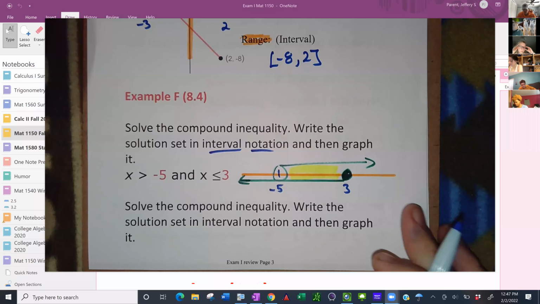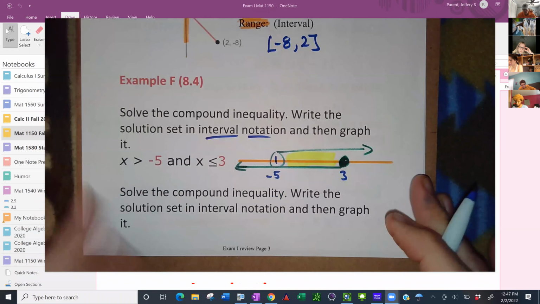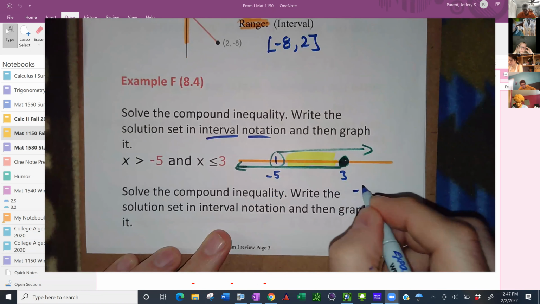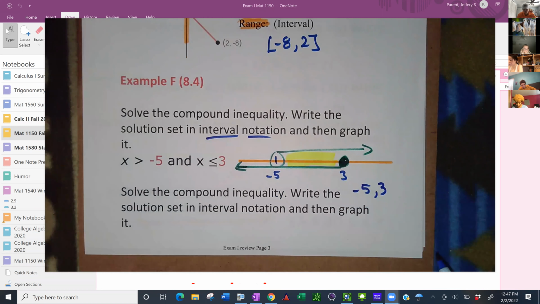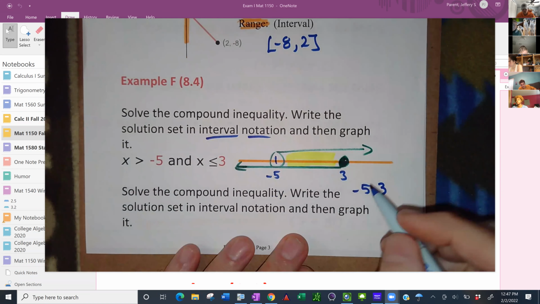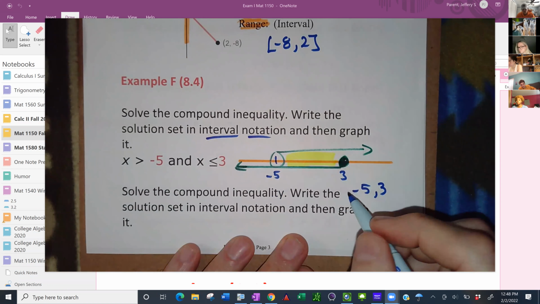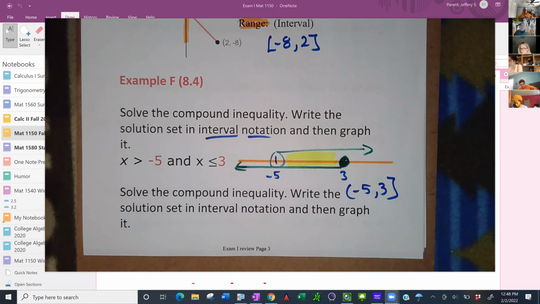You'll probably be asked to write this in interval notation. So let's think about it in interval notation. The left-hand endpoint is -5. The right-hand endpoint is 3. But try and anticipate me. Which ones get the brackets? Which ones get the parentheses? Parenthesis -5, bracket 3. Perfect. Thank you.